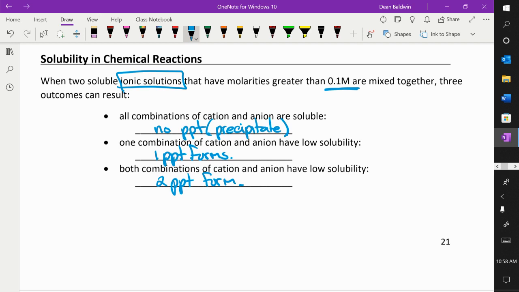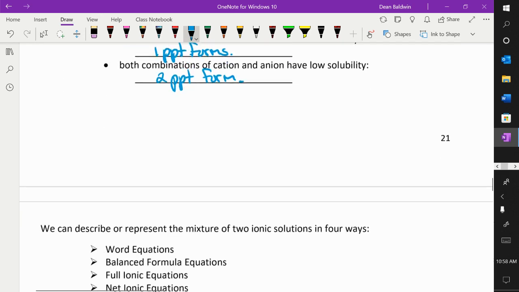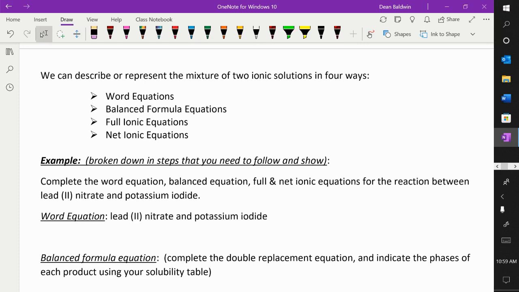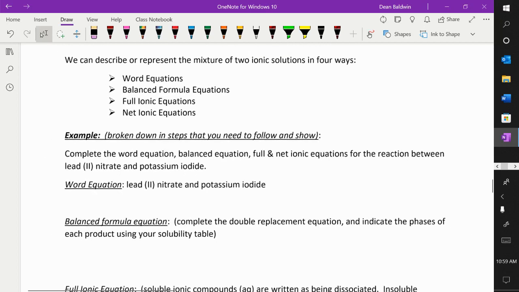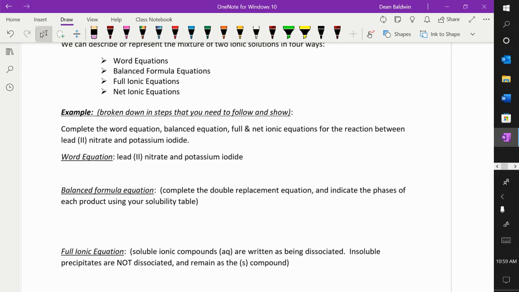So what we're going to do now is learn to write what's called a net ionic equation, when you mix ions together. I will ask you to do this on the final exam and on the group quest that we're doing in 2 days. So we are mixing lead 2 nitrate and potassium iodide. The first thing you have to figure out is what is going to happen here. So the word equation.